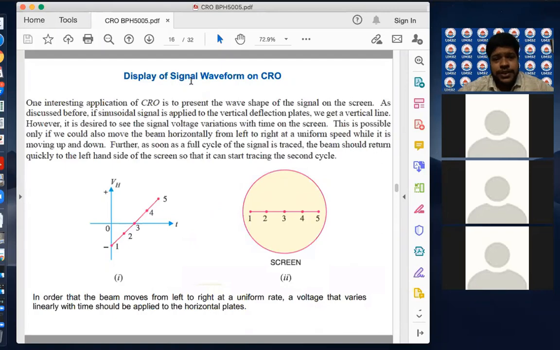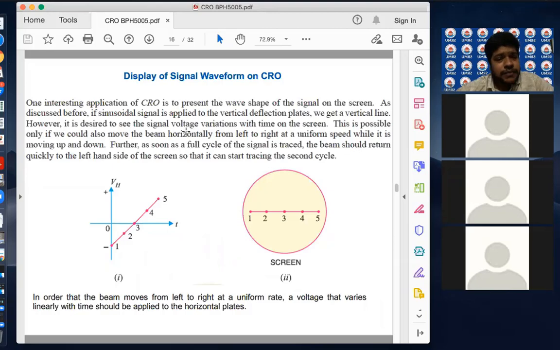The display of signal waveform on CRO. So now we are moving to this thing. One interesting application of CRO is to present the wave shape of a signal on the screen. As discussed before, if a sinusoidal signal is applied to the vertical reflection plate, we get a vertical line. However, it is desired to see the signal voltage variation with time on the screen.